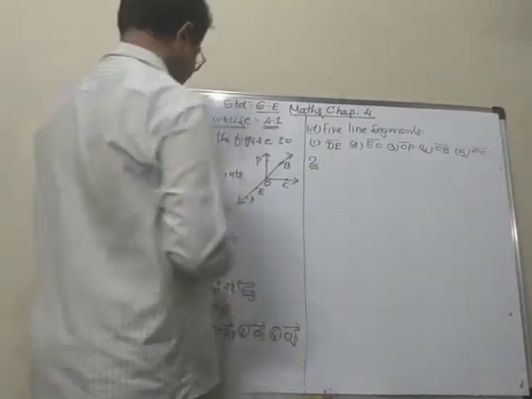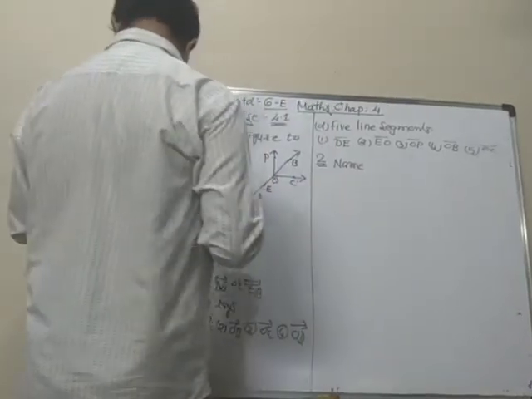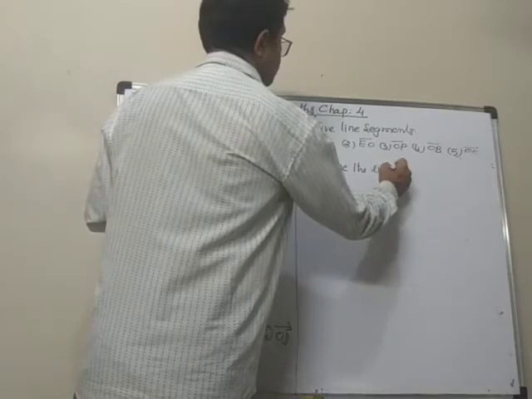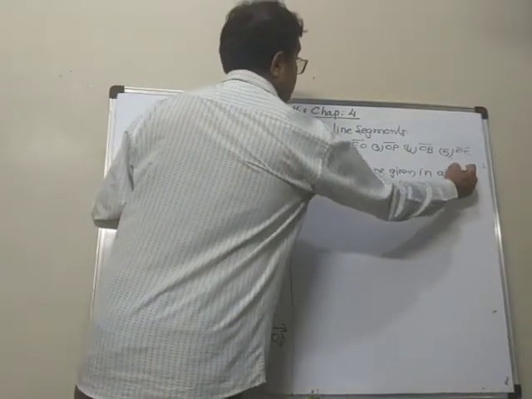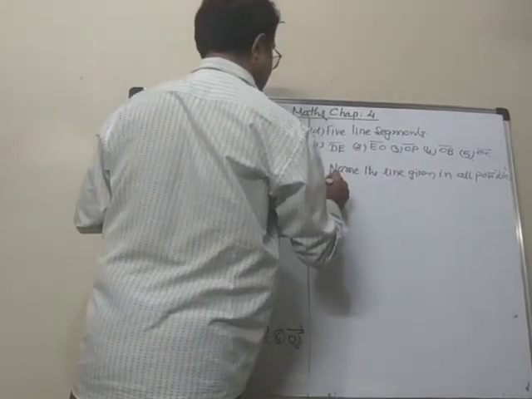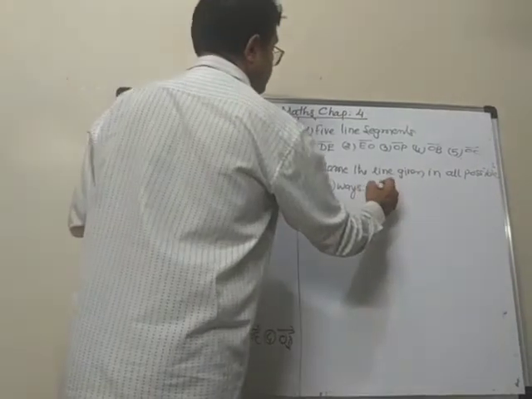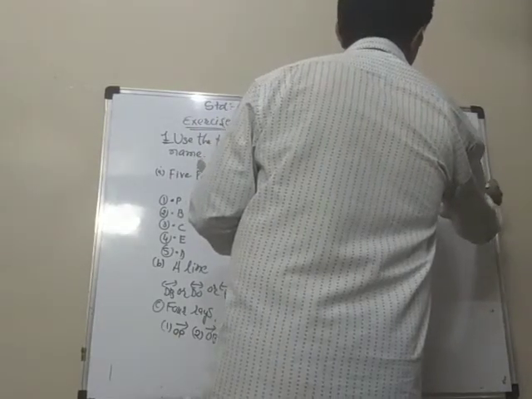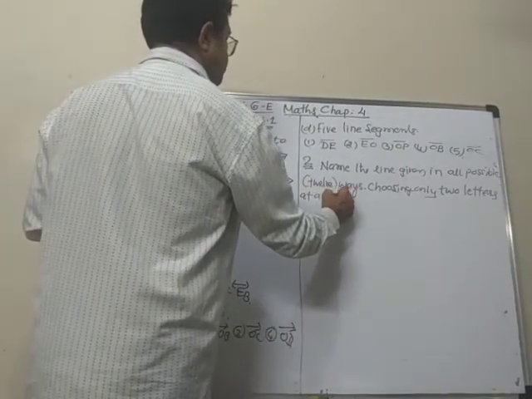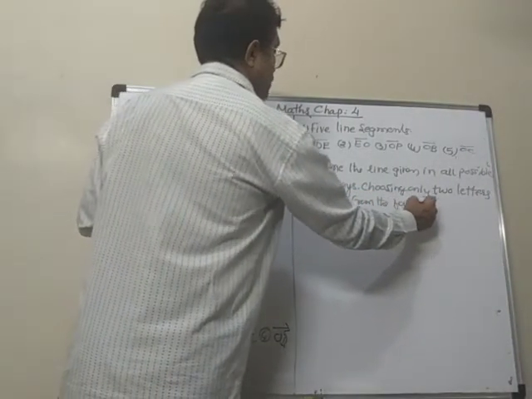Now question number 2. In question number 2 there is a line, and we have to name the line given in all possible 12 ways, choosing only two letters at a time from the 4 given.